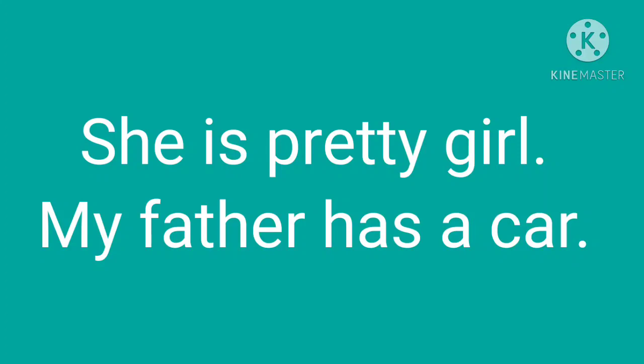Like in this example, she is pretty girl. So how is she? This sentence is telling us how she is. In the same way, my father has a car. So this sentence tells us what the father has. So the helping verbs, when we use helping verbs alone, they tell us what somebody or something is or has.